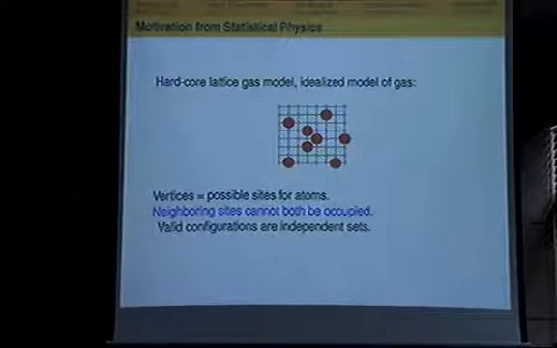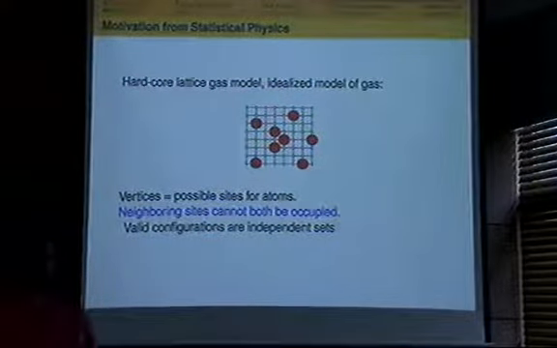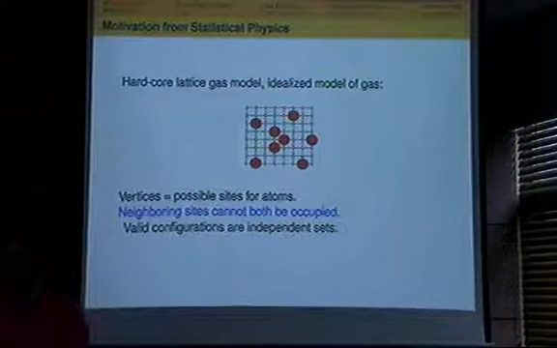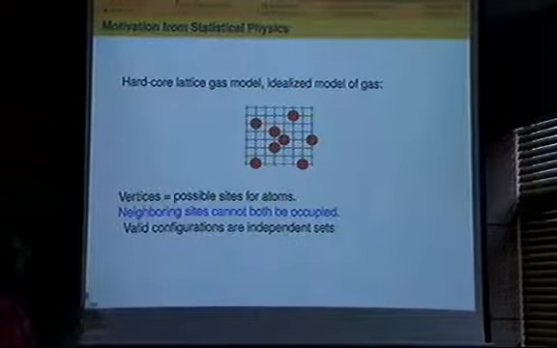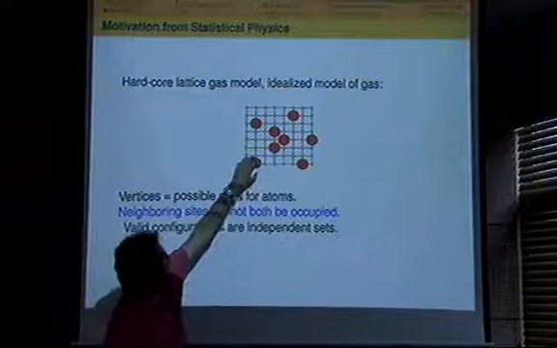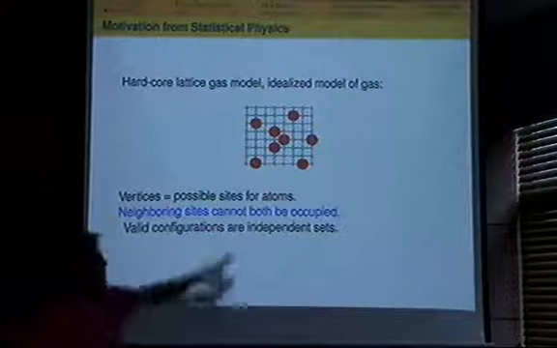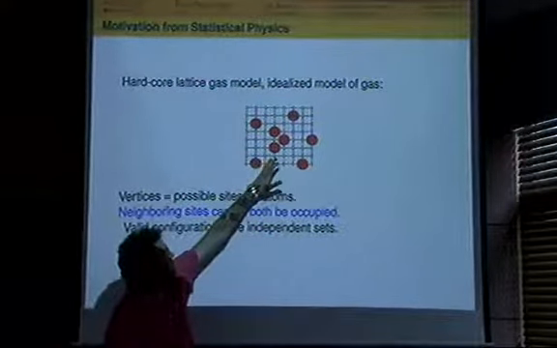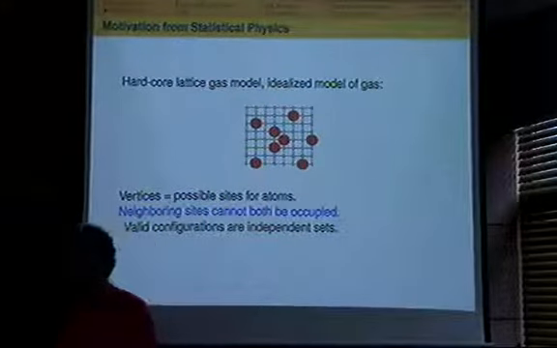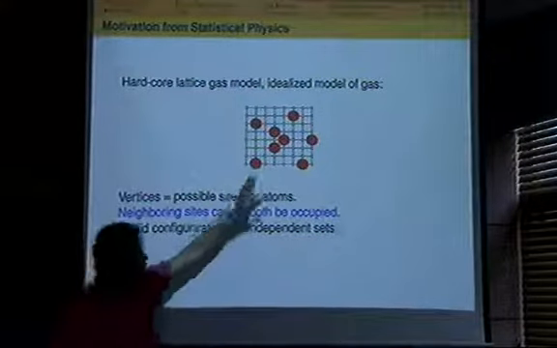Okay. So what we're going to mainly be interested in is this integer lattice, the grid, or finite subsections of it. This problem comes up in several different areas, but in statistical physics it comes up as a model of a gas. The idea is that the particles of the gas sit on the vertices of the grid, and they have some size, some mass to them. So they're big enough that two neighboring sites can't both be occupied. A valid configuration, therefore, is an independent set on this graph, because you can't occupy neighboring sites.